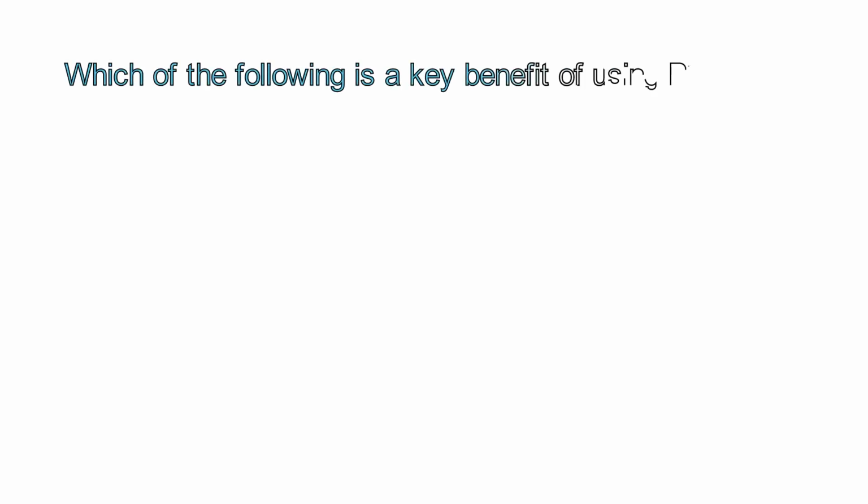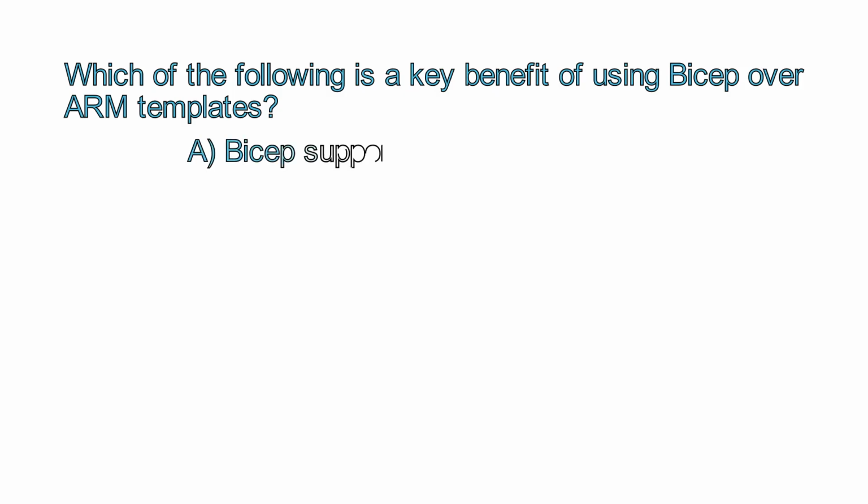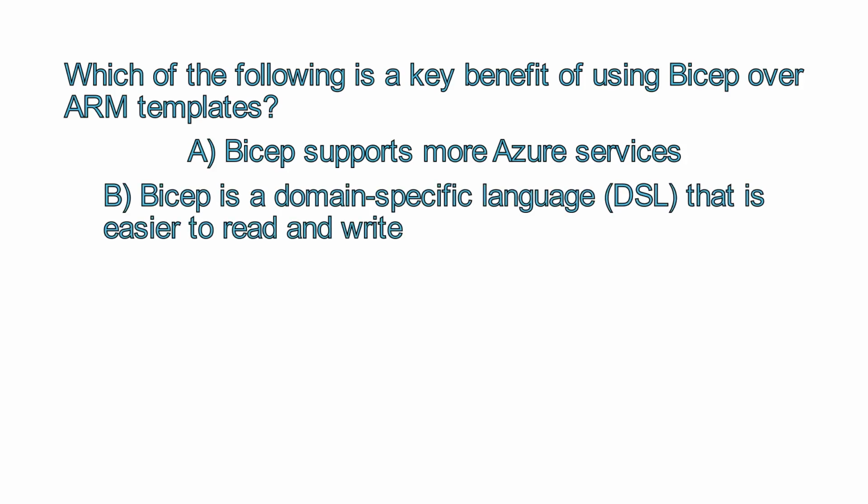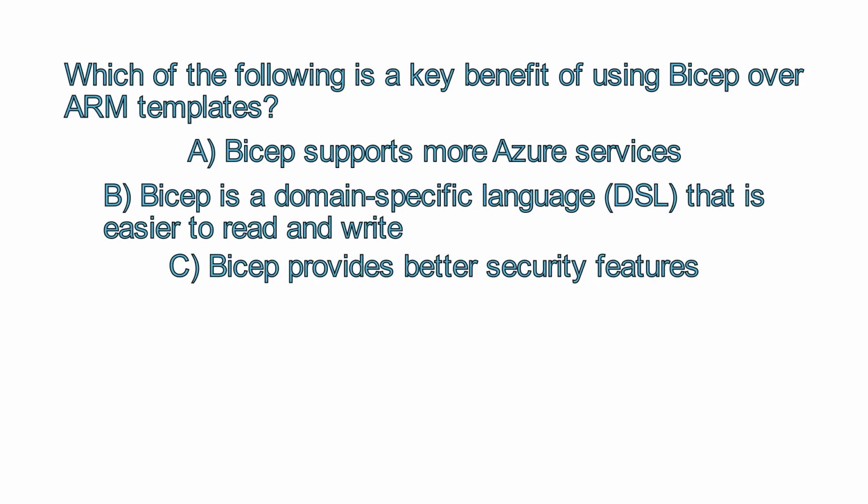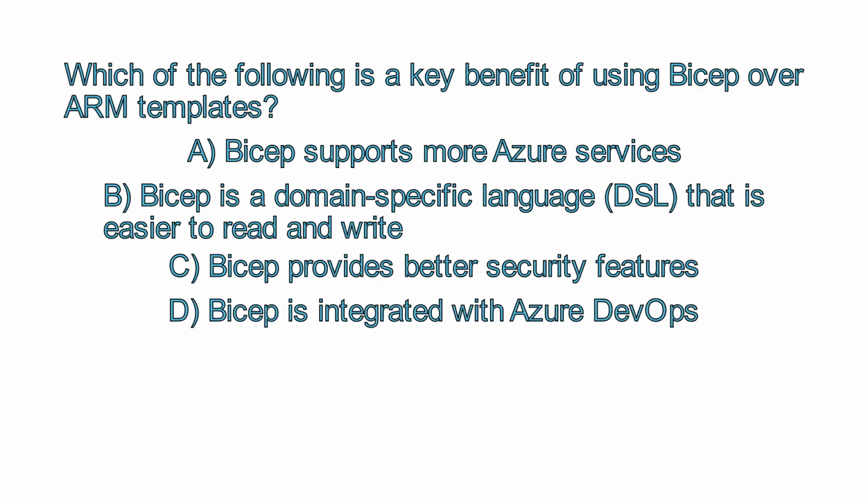Which of the following is a key benefit of using Bicep over ARM templates? A. Bicep supports more Azure services. B. Bicep is a domain-specific language DSL that is easier to read and write. C. Bicep provides better security features. D. Bicep is integrated with Azure DevOps.